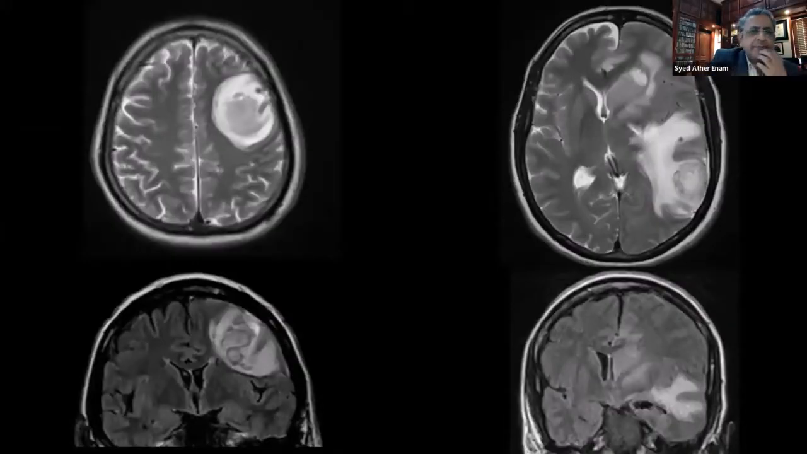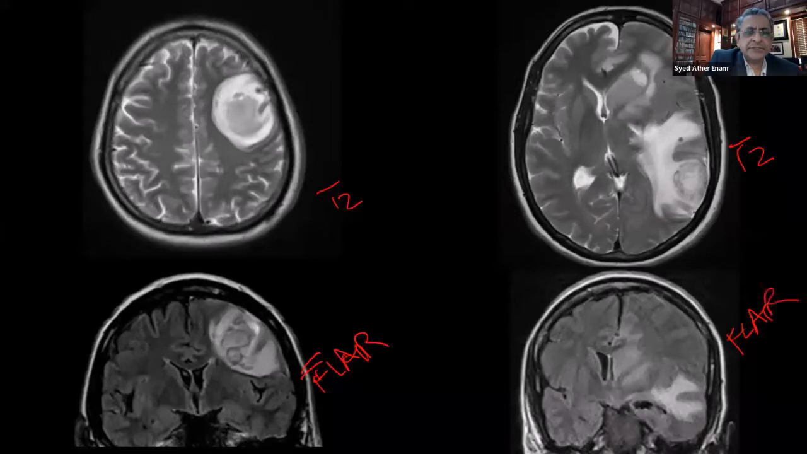Now here is another image. I haven't shown a T1 with or without contrast, but here you see that this lesion actually was not enhancing. I don't have that image over here, but this is FLAIR. Now remember, FLAIR is just like T2, except that the free fluid information has been processed so that the free fluid appears black.